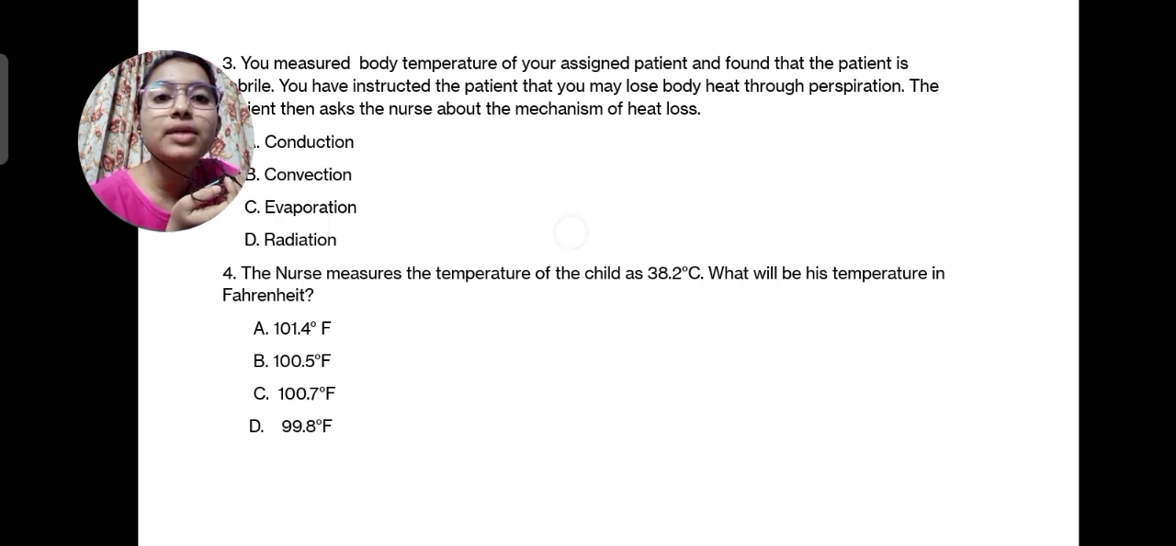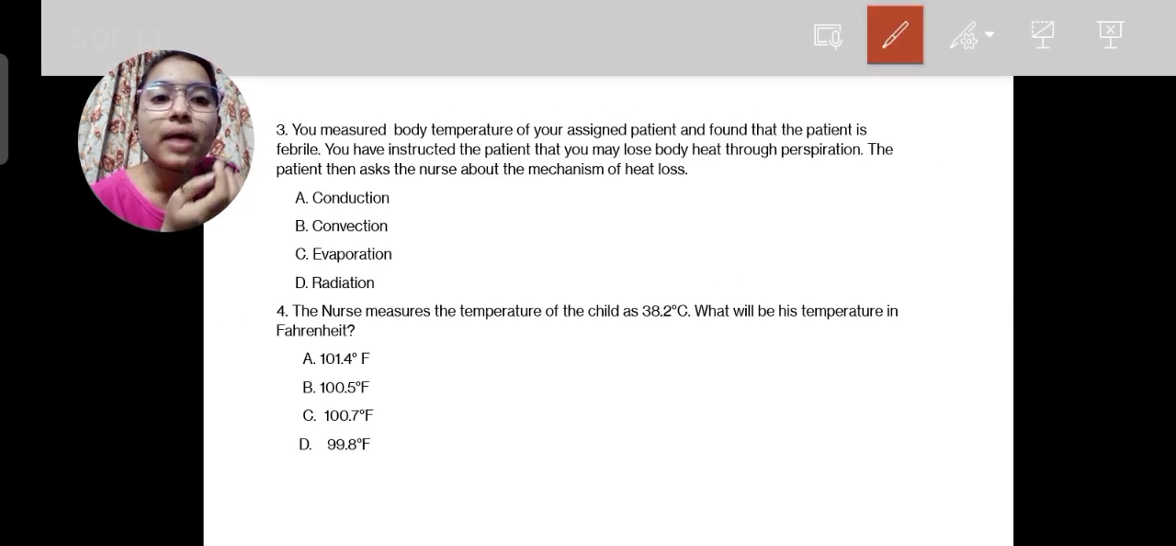Okay. Now the third question, that is, you have measured the body temperature of your assigned patient and found that the patient is febrile. So you have instructed the patient that they may lose body heat through perspiration, and the patient then asks the nurse about the mechanism of heat loss. So what will be the mechanism of heat loss?